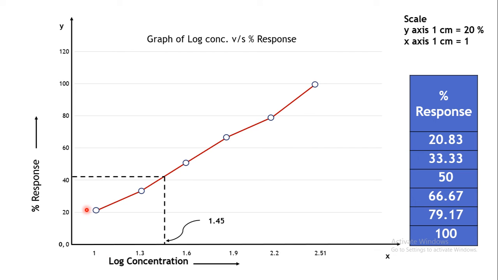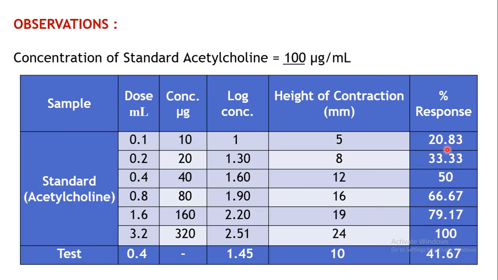Likewise you can plot each and every point on your graph paper. On the x-axis you plot log concentration, and on the y-axis percent response. If you can see over here, the percent response for the first one is 20.83, which we have obtained for 0.1. So on the x-axis, the log concentration of 0.1 is 1, and percent response is 20.83. Similarly it is calculated for all, and noted down over here.